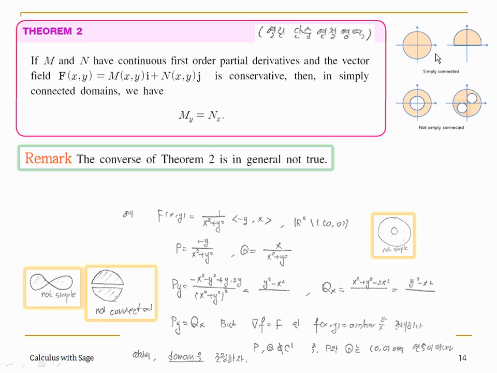Here, you may not be familiar with the simply connected region. We call this a simply connected region, and this is not a simply connected region. If we have a hole in the region, then it is not simply connected. This is an example of a region that is not simply connected. If we have a dotted line here, meaning the region does not include the boundary, then we call it an open simply connected region.